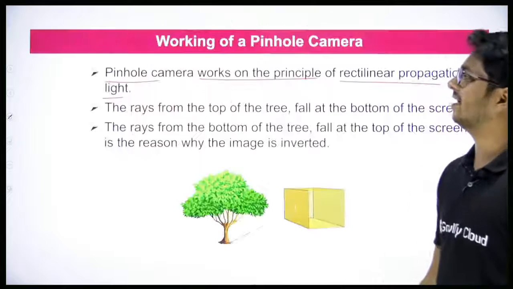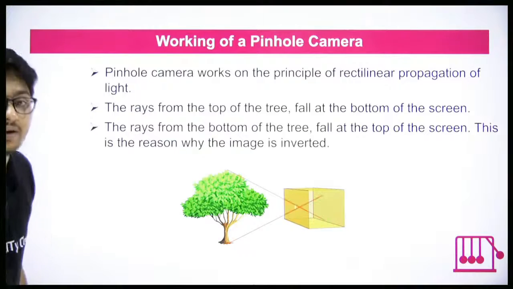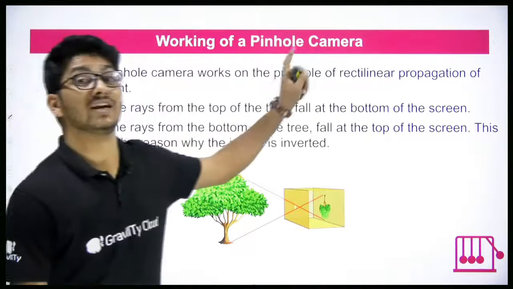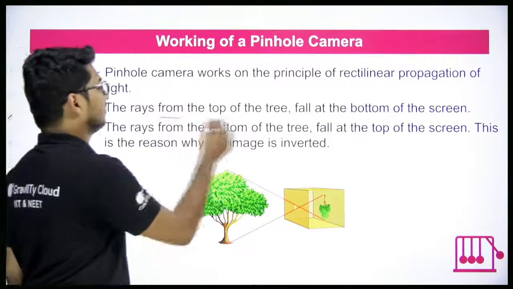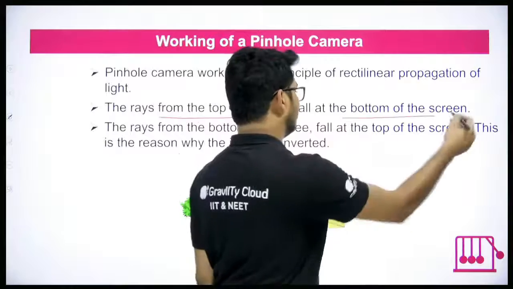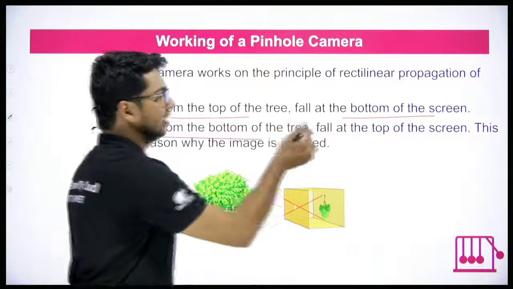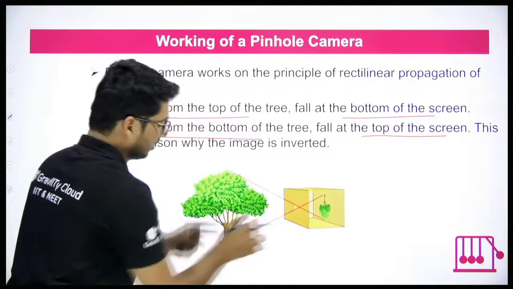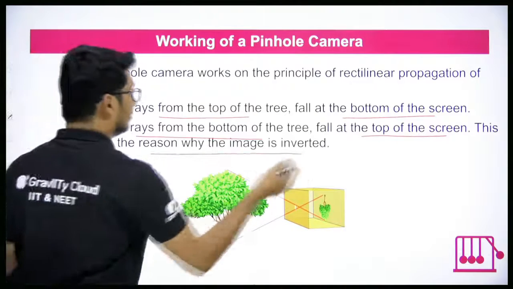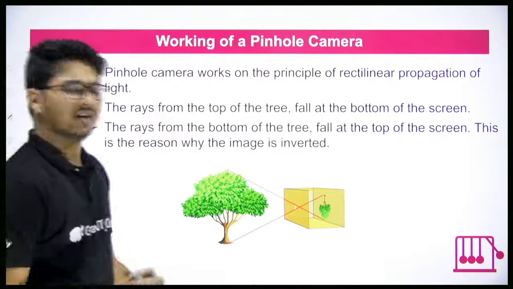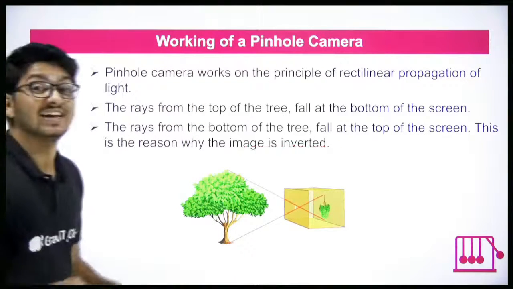And based on that itself, we understood the working of what? Working of pinhole camera. So it works on the principle of rectilinear propagation of light. Then you can see the rays from the top of the tree fall at the bottom of the screen. And the rays from the bottom of the tree fall at the top of the screen. Yes or no? From top, bottom. From bottom, top. So this is the reason why the image is inverted.